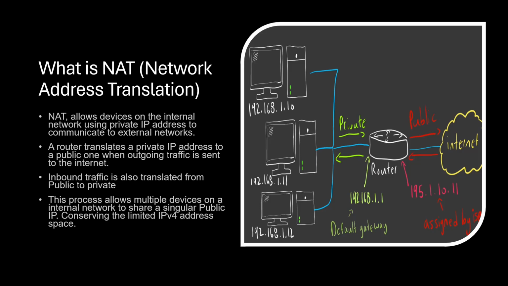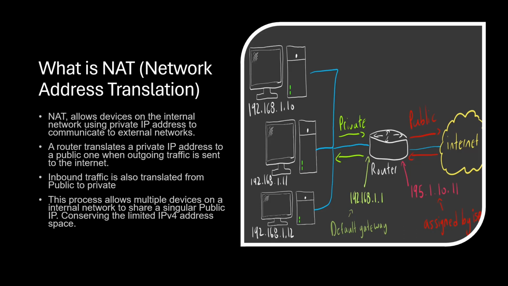The router translates a private IP address to a public one when outgoing traffic is sent to the internet. As you can see in the image I have drawn here, the PC named 192.168.1.10 has an IP address of that.